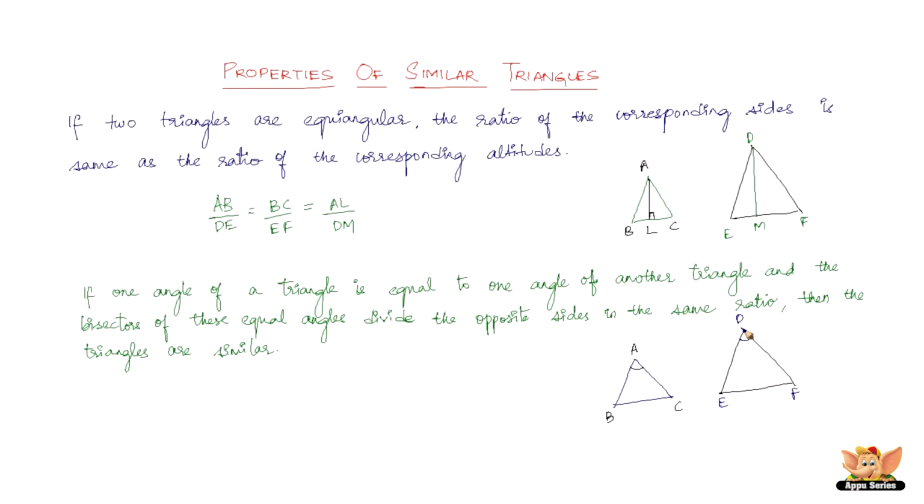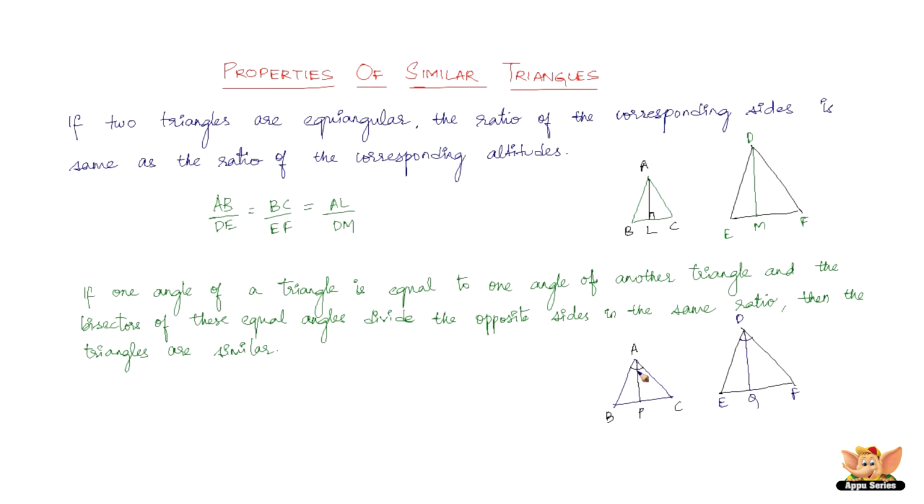And say angle D is bisected by a line. And in this triangle, say angle A is bisected by a line. Now, the conditions are angle A is equal to angle D. That's what it says. If one angle of a triangle is equal to one angle of another triangle, that is, if angle A is equal to angle D. And then the bisectors of these equal angles, the bisectors in this case are, say, AP and DQ. Let's keep it like that, AP and DQ.